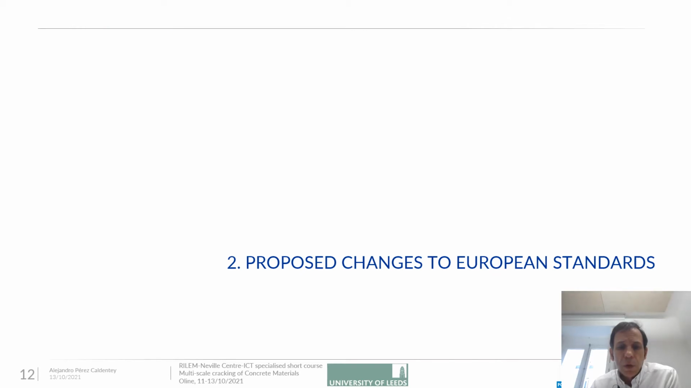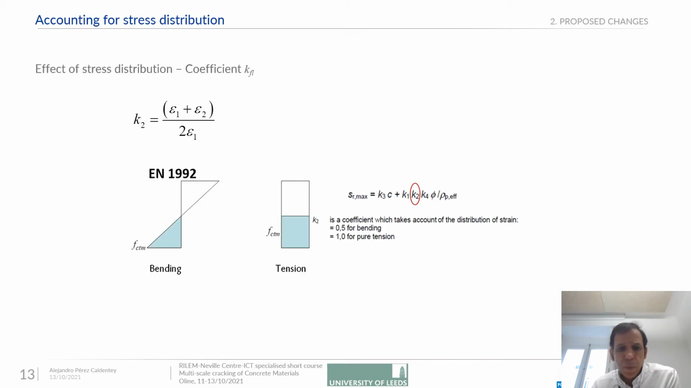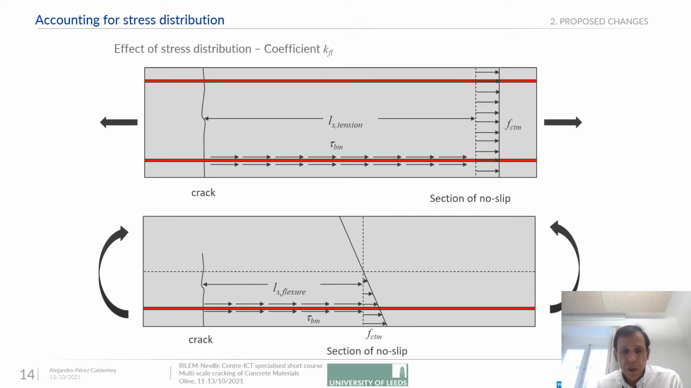So moving on to the proposed changes. The first change has to do with the stress distribution between cracks prior to cracking. Eurocode 2 already has this k2 factor, which is equal to 0.5 in bending and is equal to 1 in pure tension. The reason behind this factor is very simple.